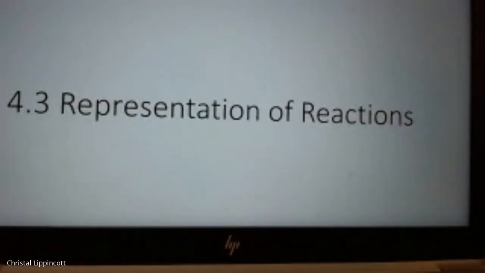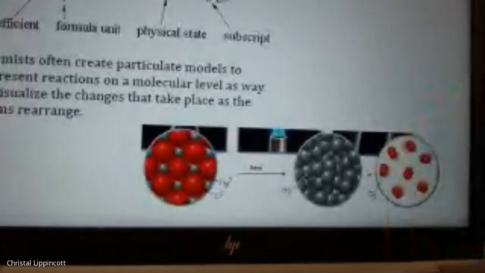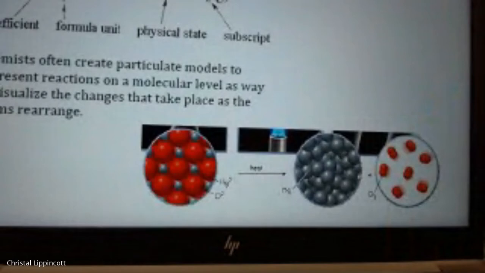And we're going to talk about representations of reactions here. So we can represent reactions in different ways. I think you guys are getting comfortable with the reactions as far as balanced chemical equations are concerned. This section here is known as your coefficients. I think you guys are fairly versed in that.